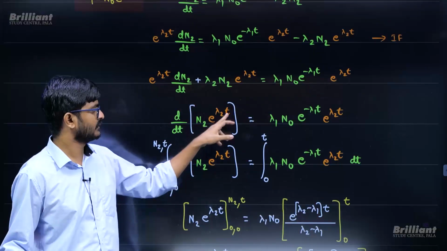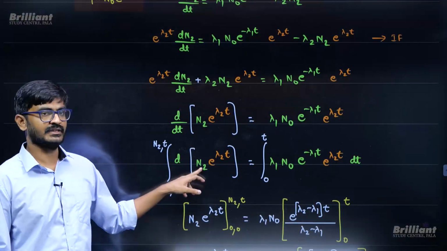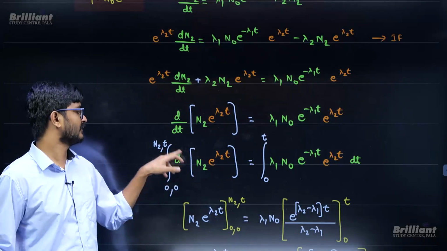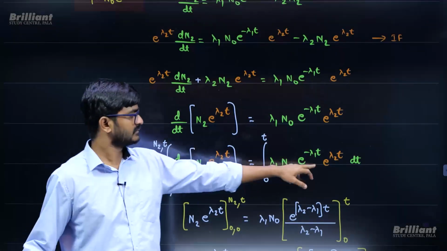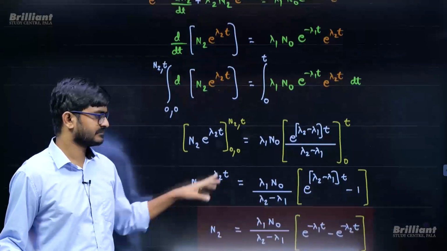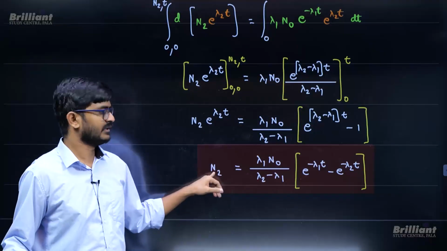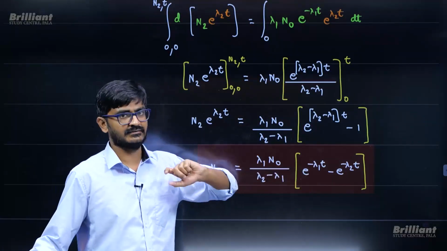What are the variables here? n2 and t. What are the values of n2 initially? Initially at time t equals 0, the n2 value is 0. After some time t, we need to find the value of n2. Now when you integrate and modify, you will end up with this result, n2 as a function of time.